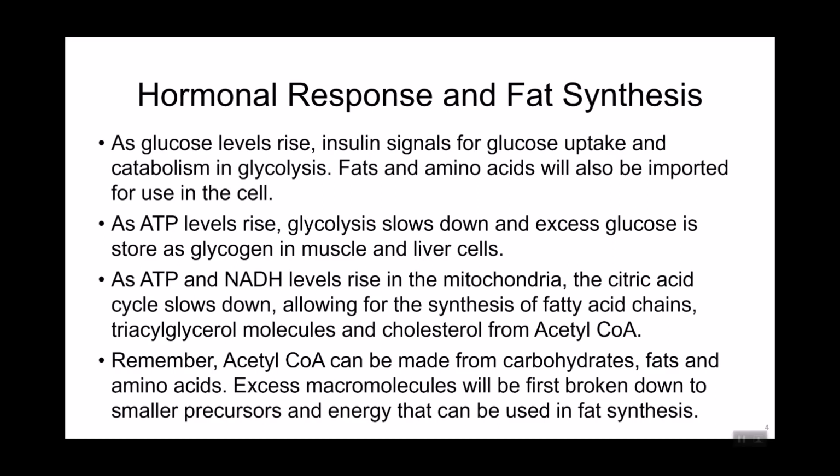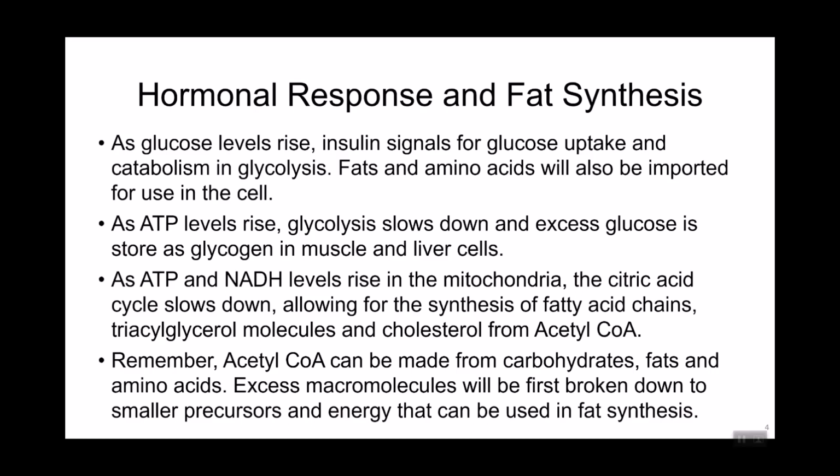We've already talked about the hormonal response for carbohydrate metabolism, but fat synthesis is also going to be under the control of the anabolic hormone insulin. We saw that insulin helps with the import of glucose as well as any dietary fats or amino acids for cellular use, and all of these macromolecules will be broken down first in order to generate energy. Once the levels of ATP rise, remember it can allosterically inhibit some of the steps in glycolysis, and this will allow for any excess glucose to be stored as glycogen in muscle and liver cells.